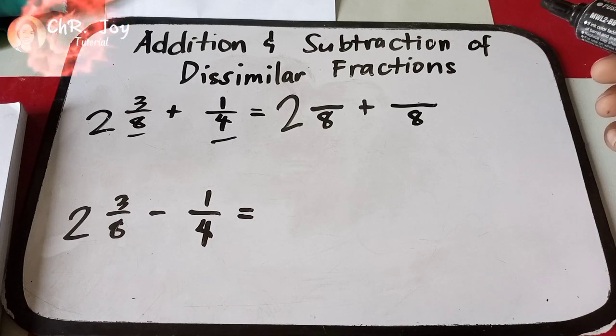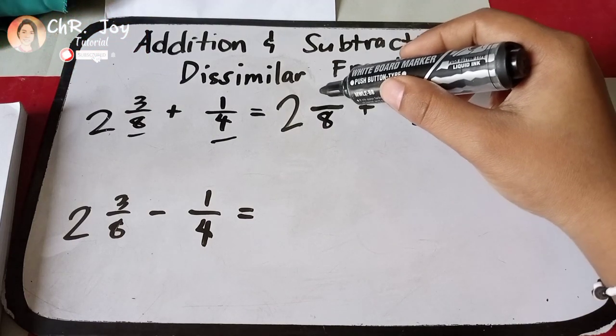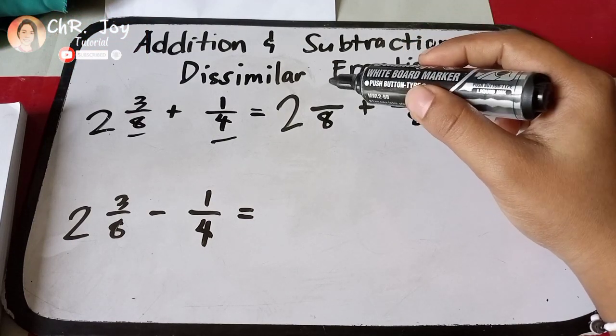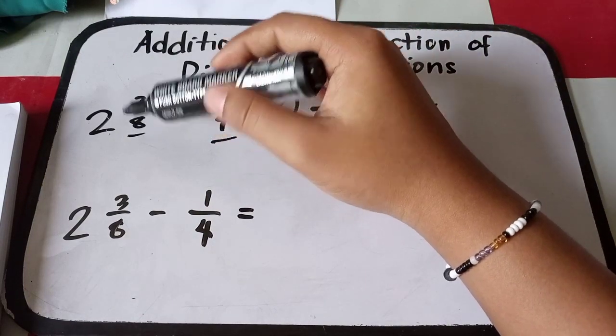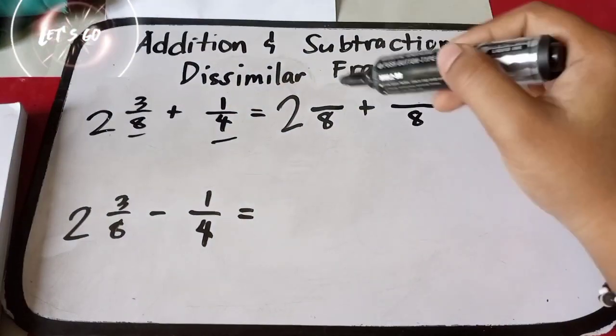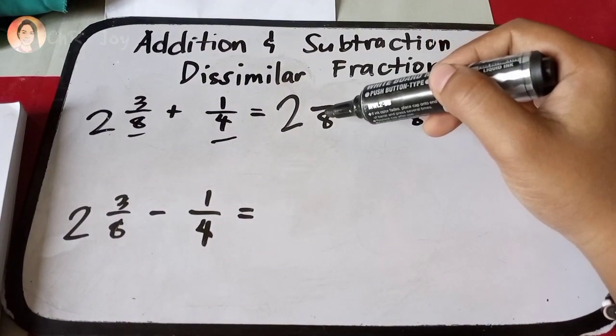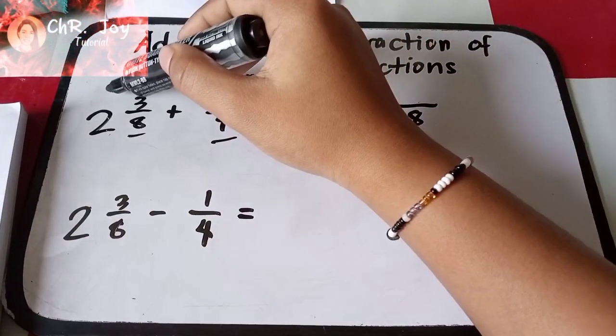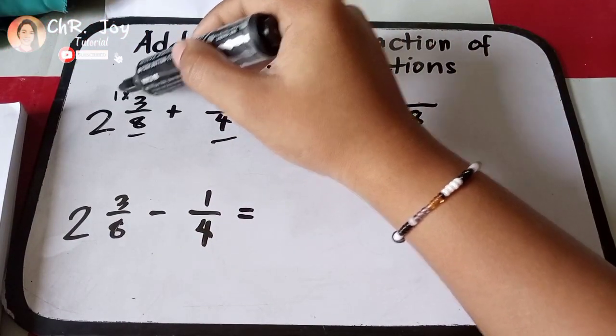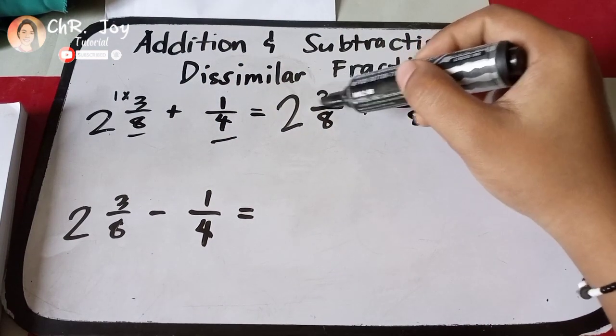And then, paano naman natin makukuha ang numerator dito? Ang gagawin natin, i-divide natin si 8 dito kay 8, and then times natin kay numerator to get the numerator here. So here we go. 8 divided by 8 is equal to 1. And 1 times 3 is equal to 3.